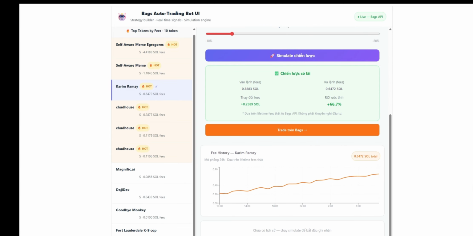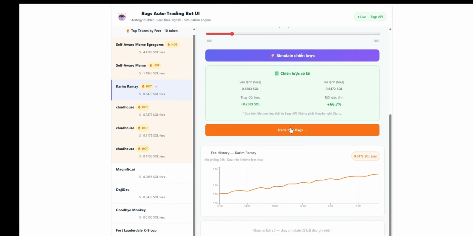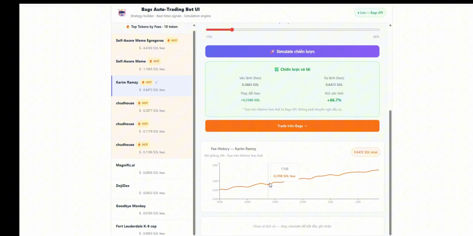If you're satisfied with the simulation and your setup, the next step is simple. Just click Trade the Bag. From there, the system will automatically execute and manage the trade based on the parameters you've defined. This means you don't have to constantly monitor the market. The bot handles it for you while still following your strategy.